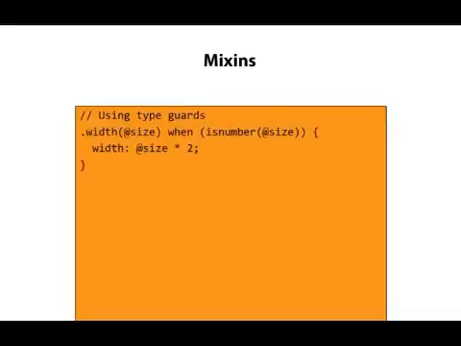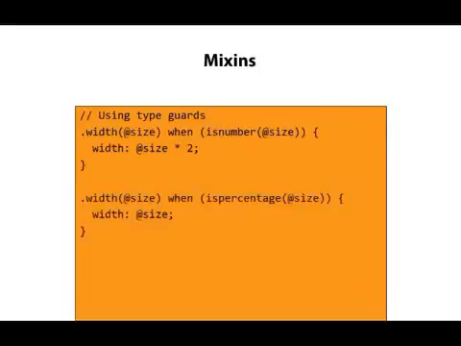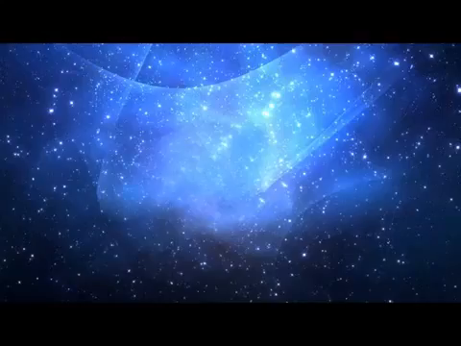You can also use type guards, and instead of it just being value-based, it can actually be type-based. In this example, we're saying use this width mixin when the size being passed in is a number, or if the size being passed in is a percentage, make it a percentage instead. And in this example, since the width is passing in 50%, it's going to use the second overload because the guard here is saying use this mixin when it is a percentage that's being passed in versus a straight number. Let's see how that works.